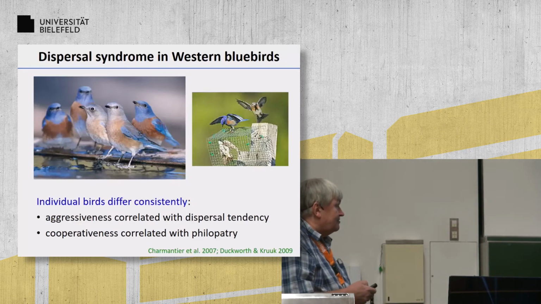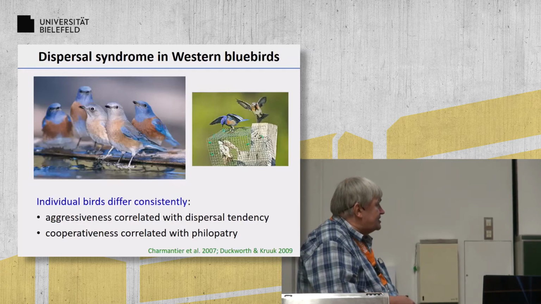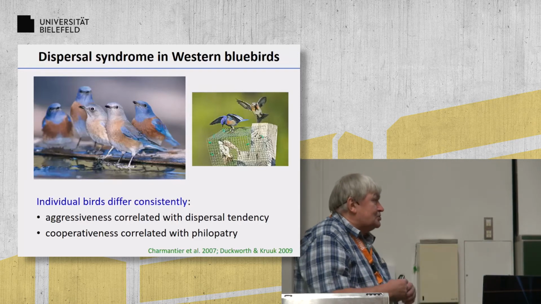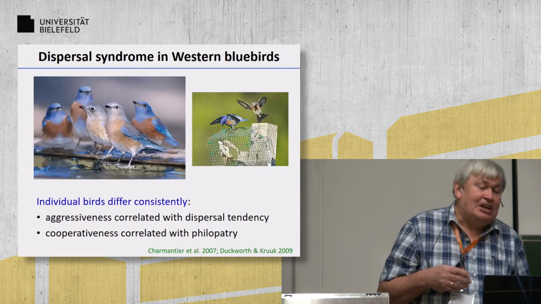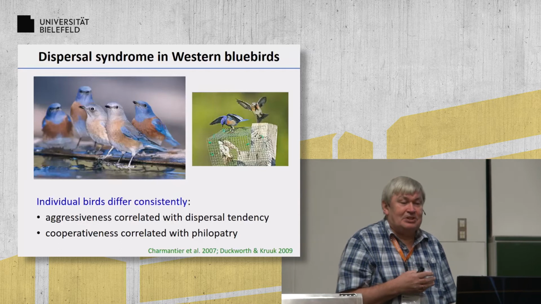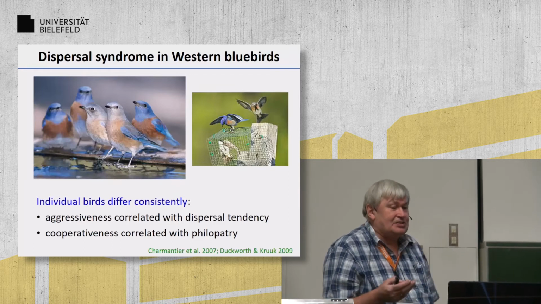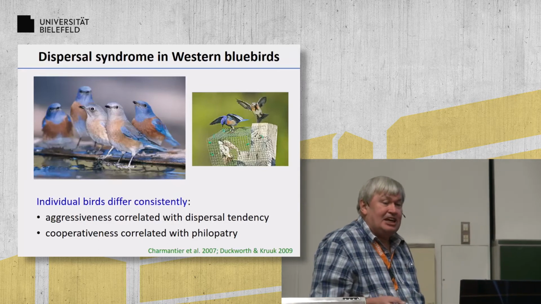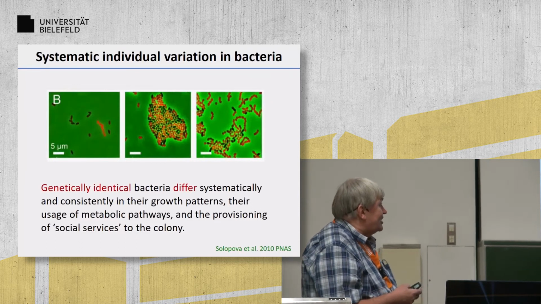Now this is another example from the field. These birds are Western bluebirds, and they differ enormously in their aggressiveness and also in their cooperativeness. Interestingly, aggressiveness is correlated with their dispersal behavior, so the tendency to move out in the open and explore new opportunities, rather than staying at home. Again, I don't have time to go into the system in any detail, but this is a system that has been unraveled to a considerable extent, and it turns out that without this differentiation, these Western bluebirds would probably have gone extinct. It's really very important for the functioning of the Western bluebirds that their behavioral structure is structured this way.